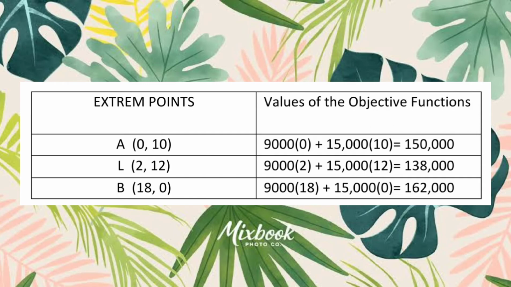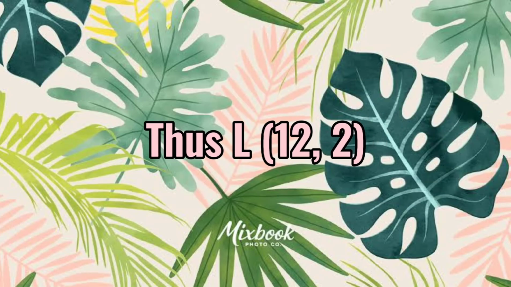Then, let's formulate the decision. Since in this graph, we can see that the lowest value is 138,000. Thus, 12 and 2 is the correct point with the lowest value.